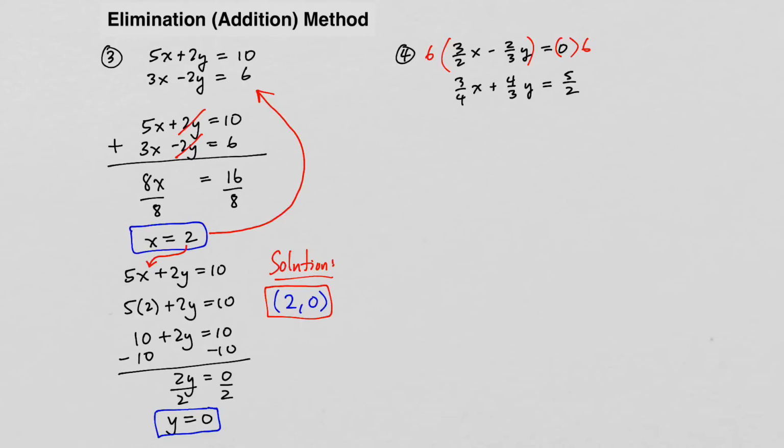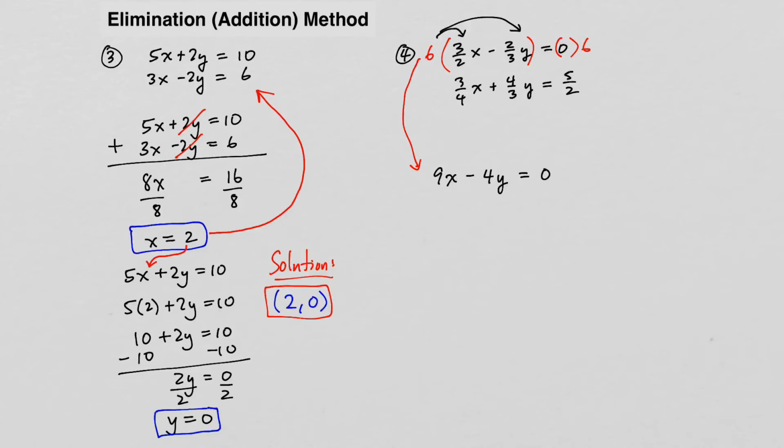And when we do that, we get 6 times 3/2. Now, what is 6 times 3/2? One way to do that is 6 times 3 is 18, divided by 2 is 9. So that's going to be 9x minus, then we have to do 6 times 2/3, which is going to be 4, and then y. And on the other side, 6 times 0 is 0.